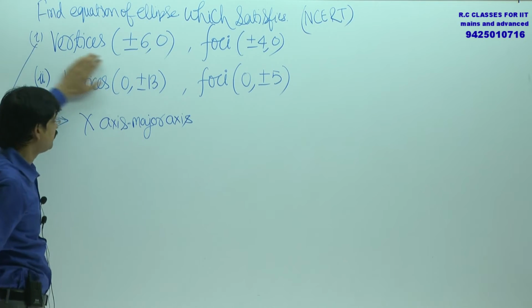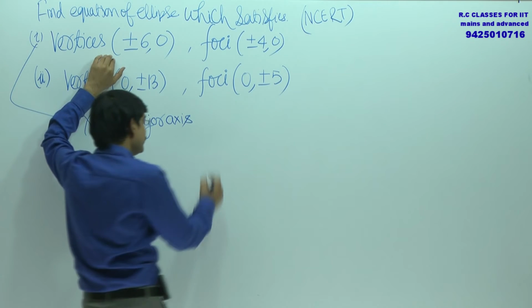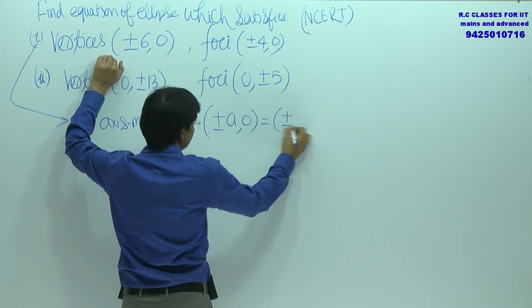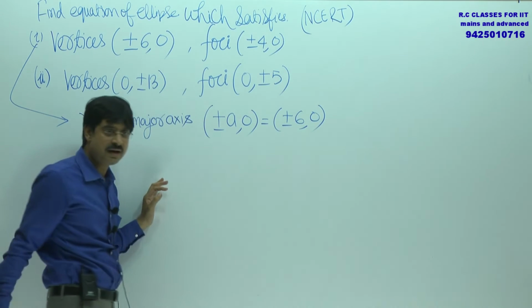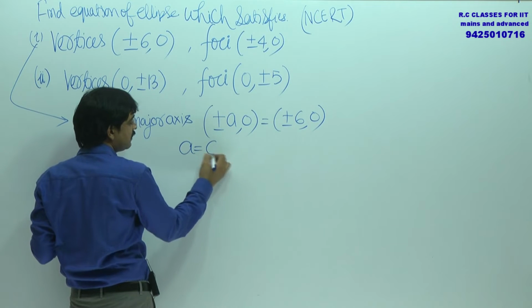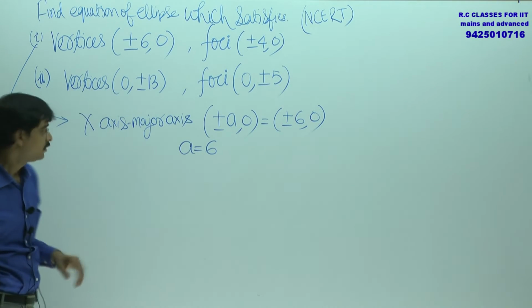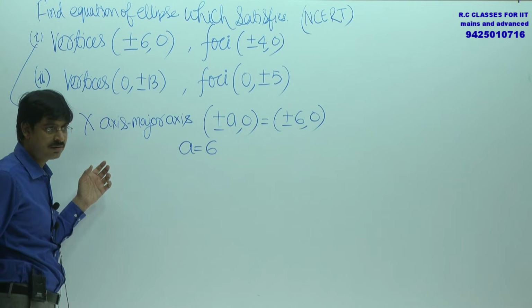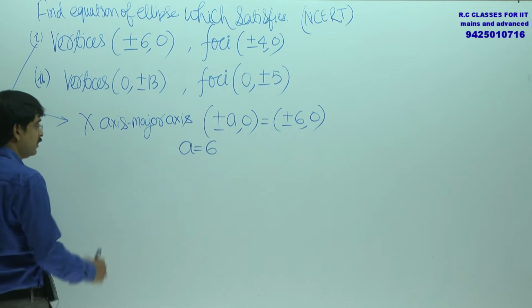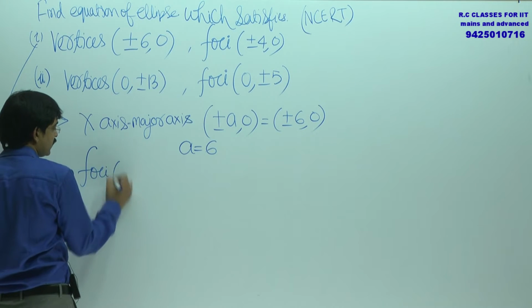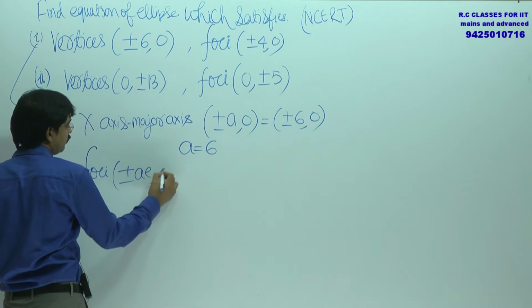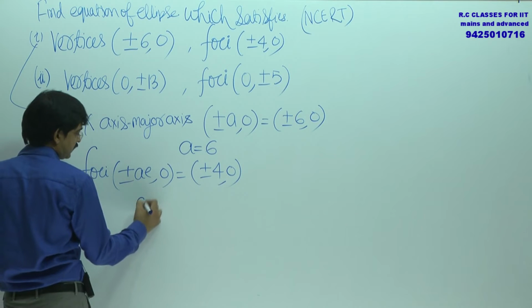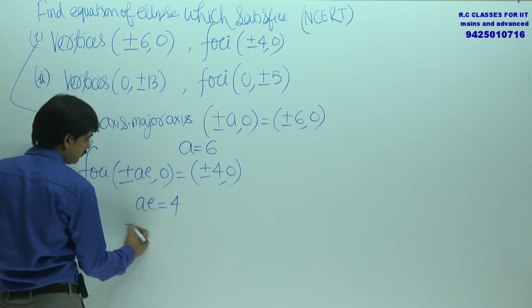ठीक है. Vertices are given to you. That means plus minus a comma 0 is been given as plus minus 6 comma 0. You can definitely conclude from this place that value of a is nothing but 6. Perfect. So length of major axis की अगर बात की जाएगी तो that will be equals to 12, 2 into a. ठीक है. Foci, plus minus ae comma 0, those are nothing but plus minus 4 comma 0. So ae is equals to 4.